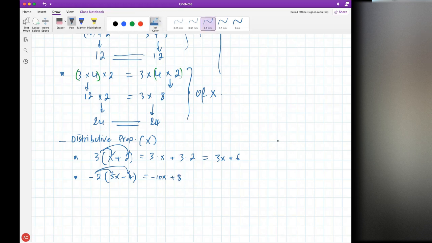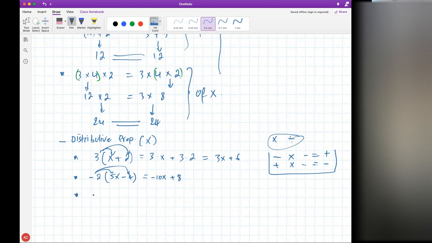Okay, a little reminder here about the signs. Multiplication and division have the same rules. Negative and negative is always positive. And when you multiply positive and negative, it's always going to be negative. So keep this in mind. When you distribute, basically you're using the rules of multiplication. So that's how we got -10x plus 8.